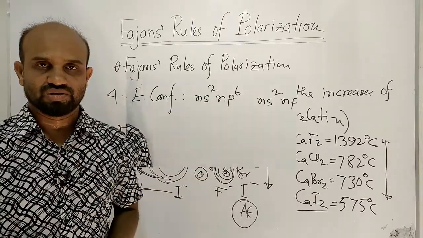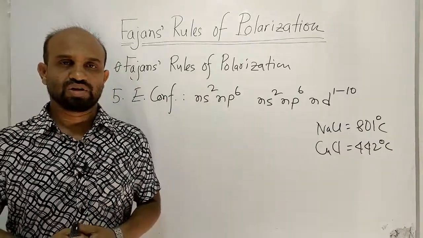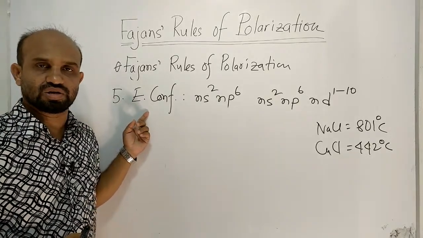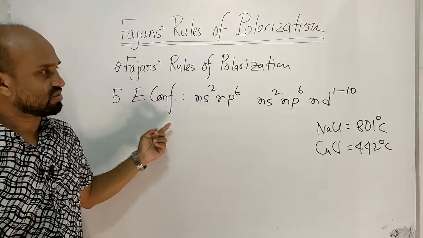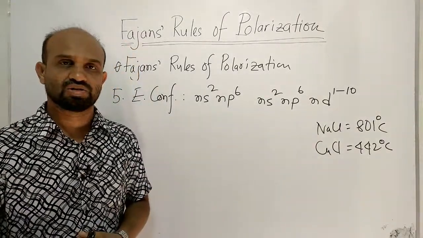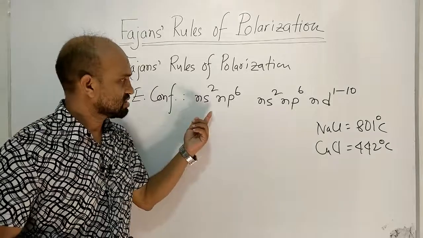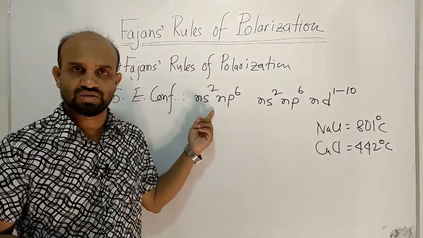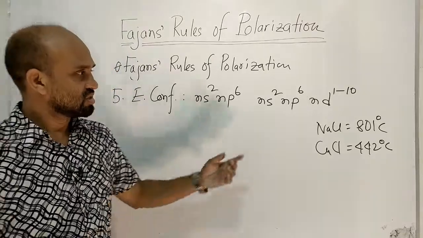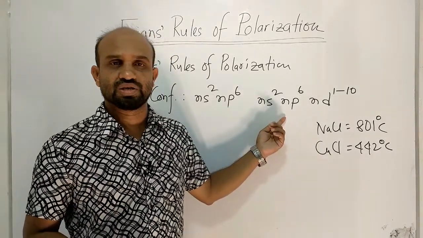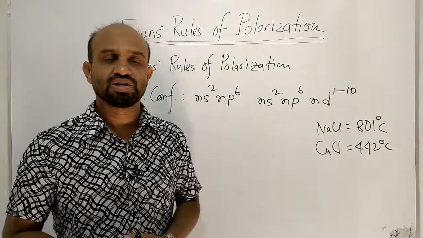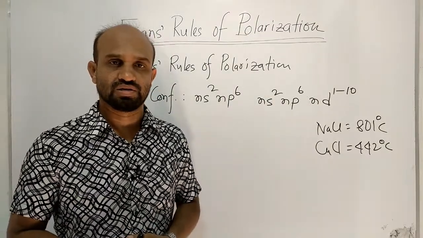Let's see the next rule. Now rule number 5. Polarization depends on electronic configurations of cations. If cation's electronic configuration is inert gas configuration, then polarization will be lowered. But if cation's electronic configuration is this type, then polarization will be greater.